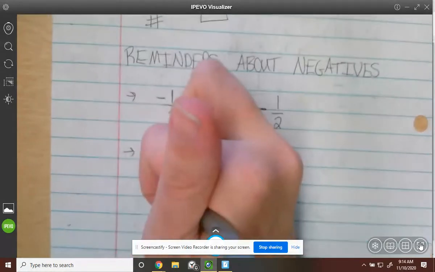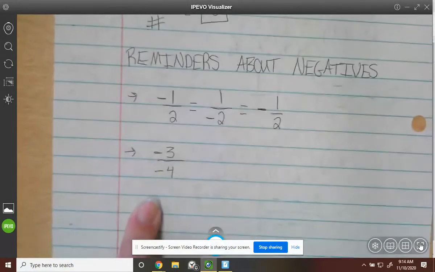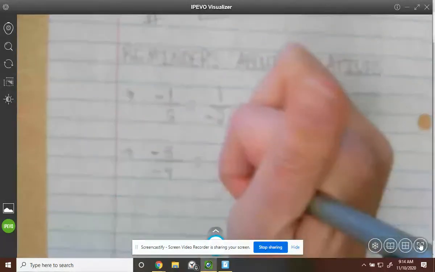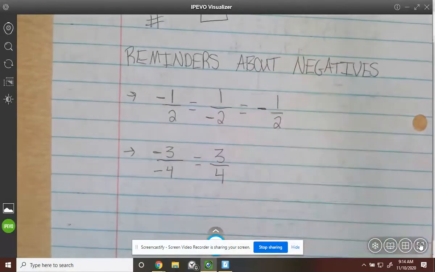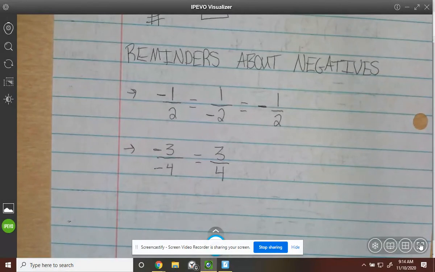One more thing. If I have a -3 over a -4, it doesn't stay like that. Two negatives divided by each other actually turns it into a positive 3/4. So that would not be your answer. That would be your answer. All right, that is slope formula.